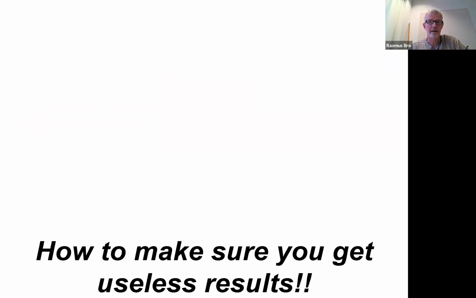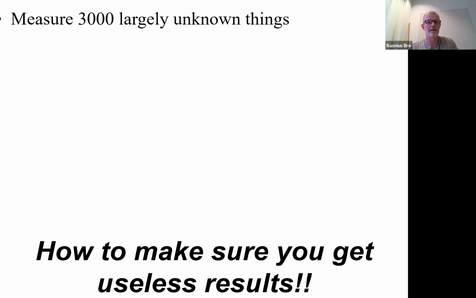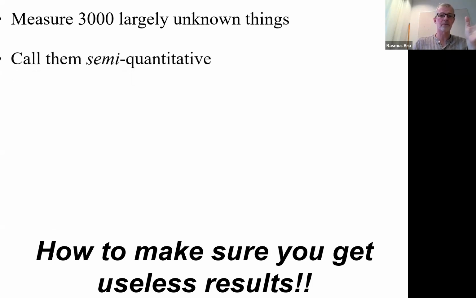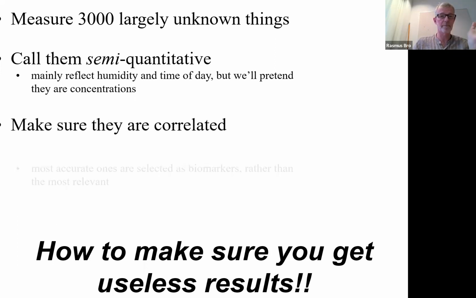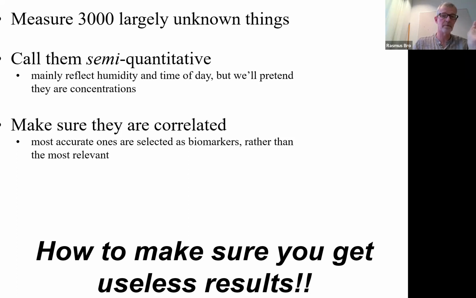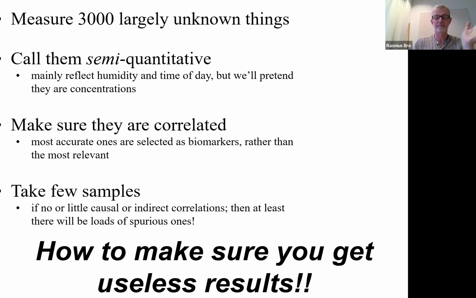Last slide, I promise. So this is a recipe for how to get really bad results, and it's going to be useful in the end. But anyway, if you want useless results, you should measure a lot of unknown stuff and call them semi-quantitative. That basically just means that it's a bad measurement. Make sure they're all correlated, so anything can pop out instead of other things. So your biomarkers are going to be pretty much random, and take very few samples. That's the way you can generate really, really bad results.